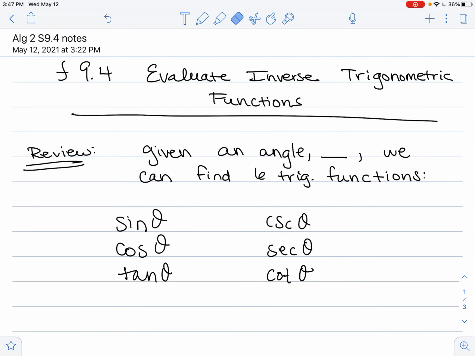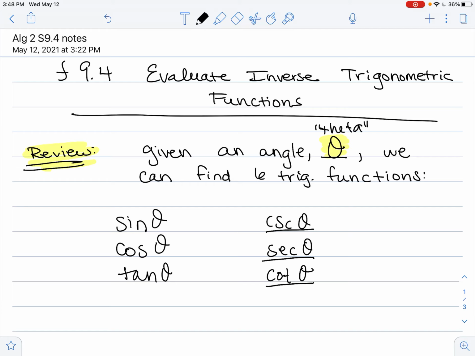Okay, we are talking about inverse trig functions today. So we're going to go ahead and review a little bit. If we're given an angle, and we usually call a missing angle theta, so go ahead and fill that in, okay? Missing angle is theta. We can find 6 trig functions, and that's sine theta, cosine theta, tangent theta, cosecant theta, secant theta, and cotangent theta. If you cannot hear the names of those abbreviations in your head, go ahead and write those out.